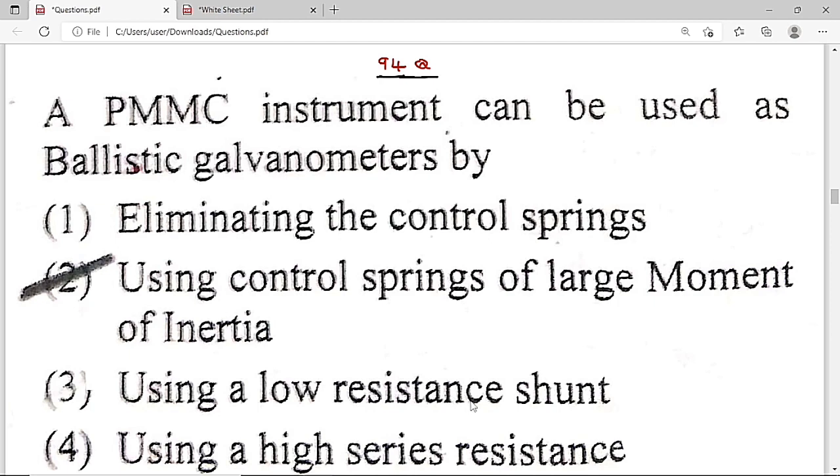By using high series resistors, we can extend the range of the PMMC instrument as a voltmeter, with the help of high series resistance. All these things you always have to keep in mind. Therefore, option B, using control springs of large amount of inertia in the PMMC, makes it equal to a ballistic galvanometer. So option B is the correct solution of this question.